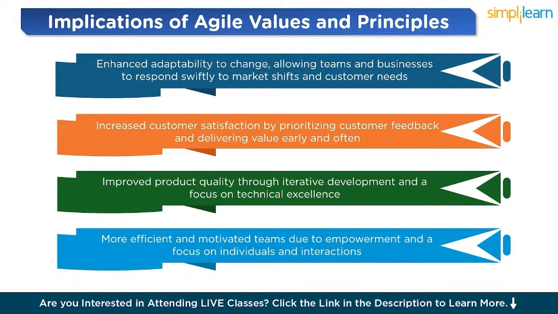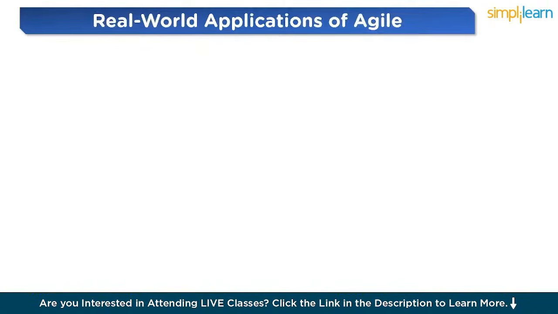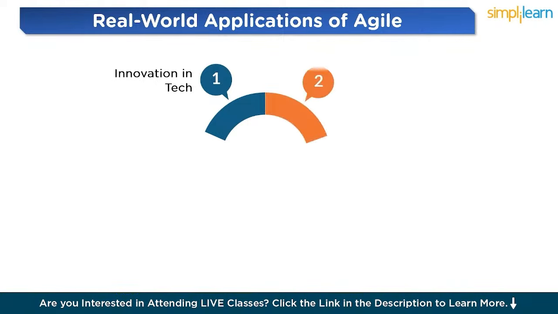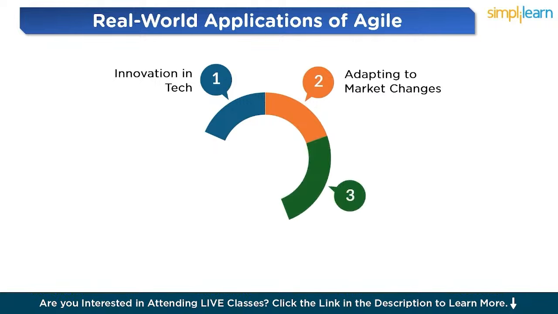These points underline how adopting Agile can transform organizational workflows and outcomes. Now, let's see some real world applications of Agile. Innovation in tech. Companies like Spotify utilize Agile to foster innovation, rapidly testing and deploying new features. Adapting to market changes. Netflix applies Agile principles to quickly adapt to user preferences and technological advancements, maintaining its market leader position. Banking sector agility.